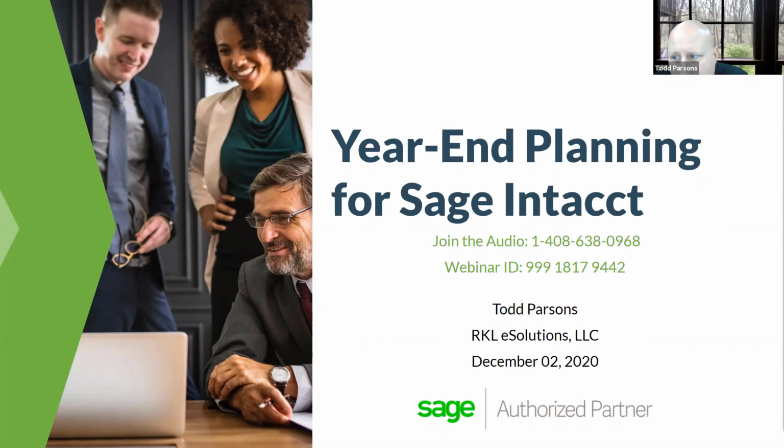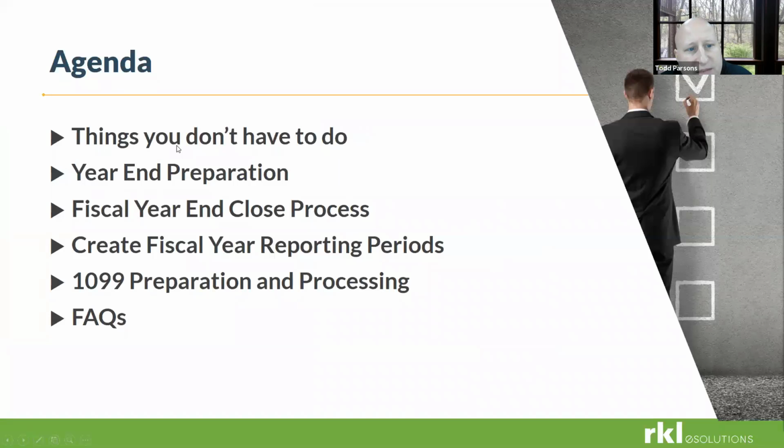Okay, good morning and good afternoon, everybody. We're going to go ahead and get started. On today's year-end planning for Sage Intacct, we're going to cover things that you don't have to do, which is always good, year-end preparation, fiscal year-end close process, create fiscal year reporting periods, probably the subject of everybody's questions on the call, 1099 preparation and processing, since the IRS was nice enough to make some changes for us this year. We're going to go over some frequently asked questions. And again, please don't hesitate at any time to reach out with any questions that you have during, and we'll try to get them answered as soon as we can.